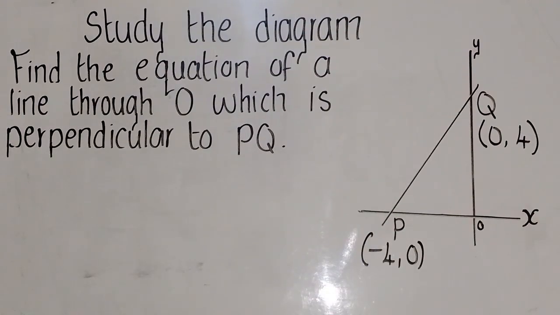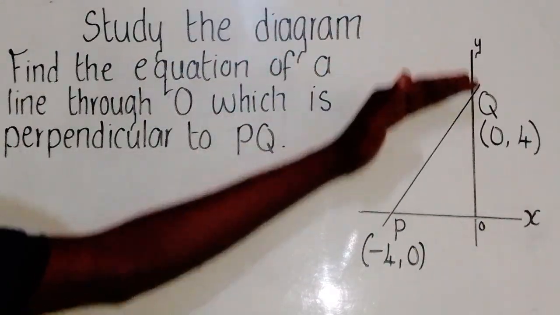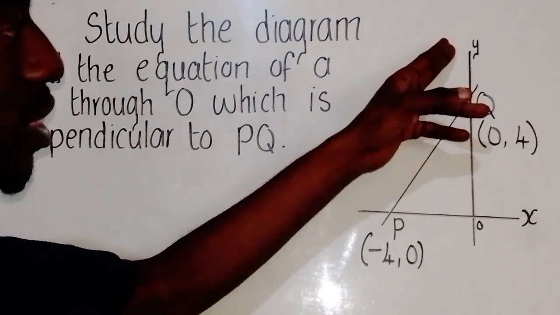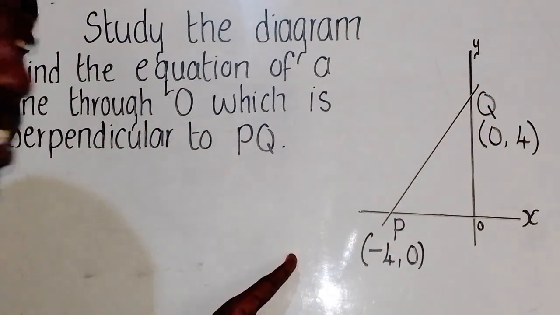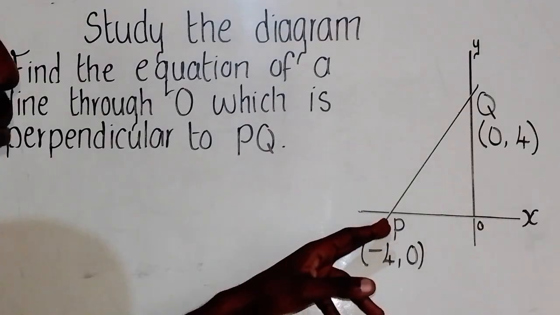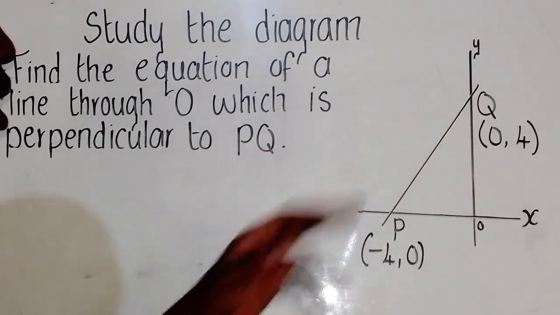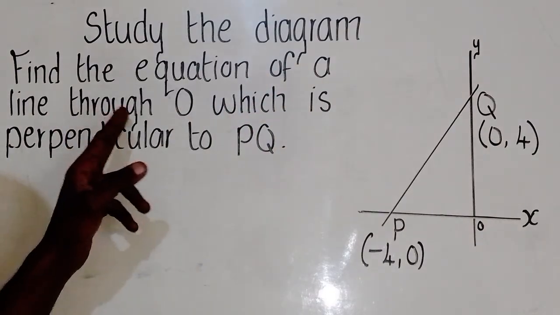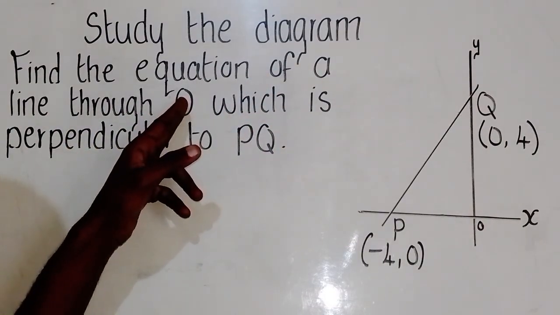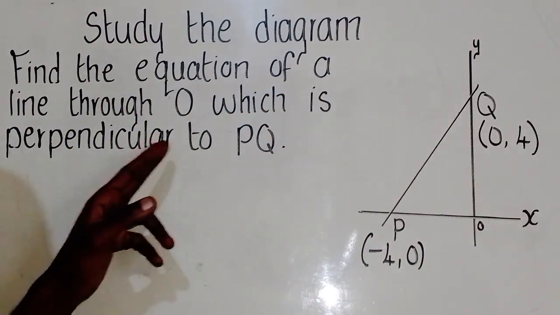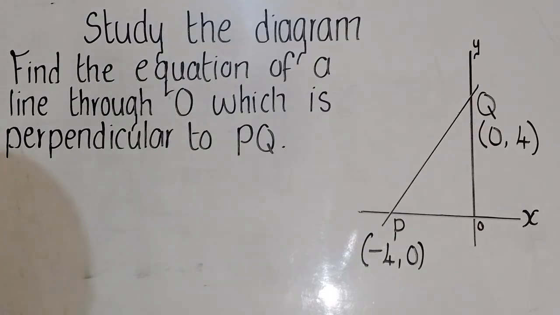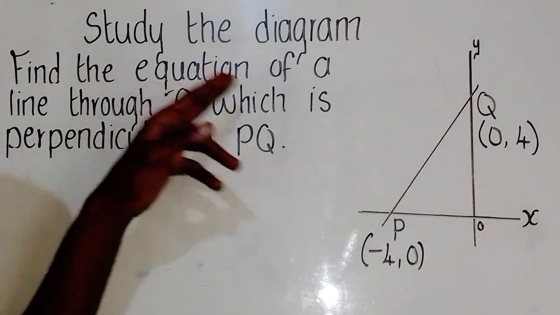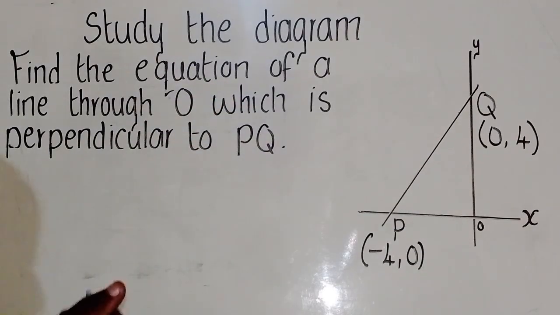Okay, so we have a mathematics question that says study the diagram. This diagram here is showing the y-axis, the x-axis, and they're given 2 points, point P and point Q there. Now the question is saying find the equation of a line through 0, the origin, which is perpendicular to PQ. Okay, now you need to understand that whenever you see a question saying find the equation of a line, the equation which we use is this one.